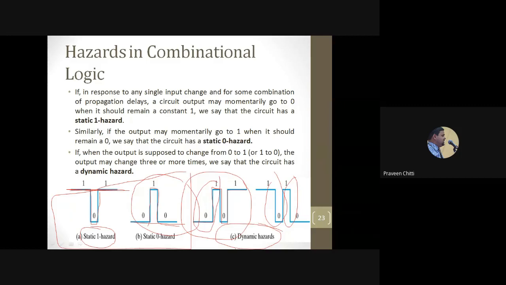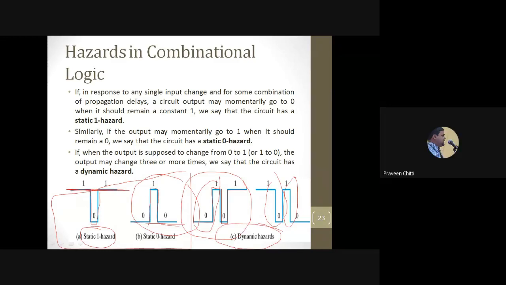I hope the difference between dynamic hazard and static hazard is clear, and in particular what static 0 hazard and static 1 hazard are. Is that clear? Can anybody explain what static 1 hazard is? Yes, Ujjwala, can you define static 1 hazard?